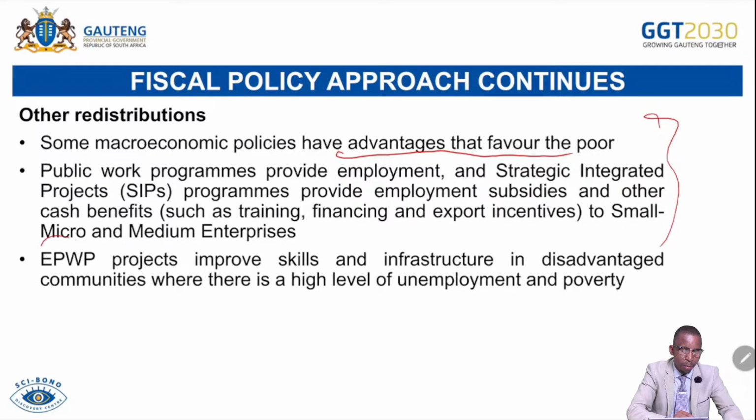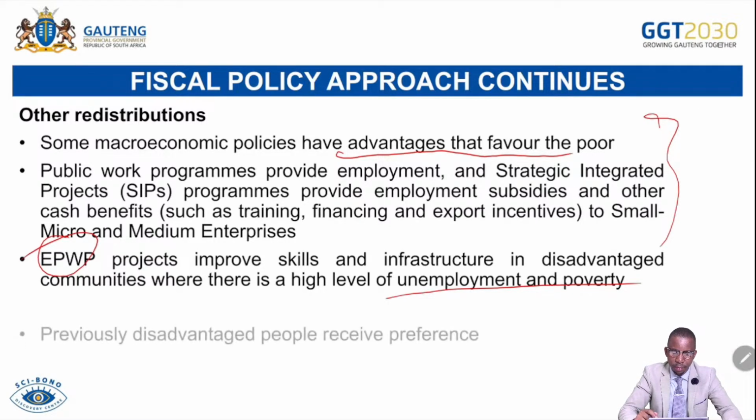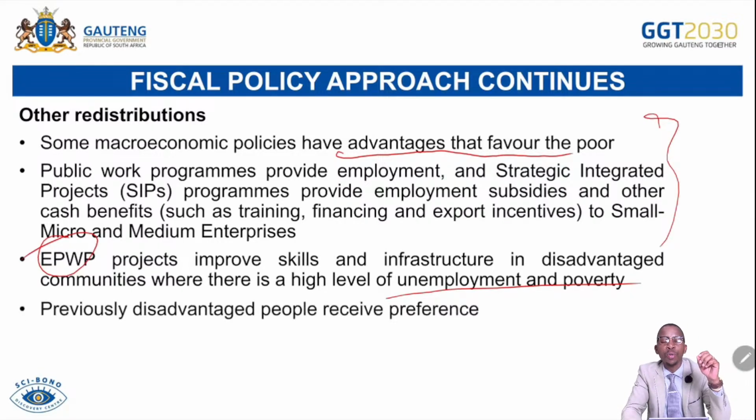EPWP, the Expanded Public Works Program. These are projects to improve skills and infrastructure in disadvantaged areas or communities where there is a high level of unemployment and poverty. I think you are familiar with them. Those people employed there improve existing infrastructure in society. It also results in an increase in job creation because it is labor intensive. It also allows people to earn skills that can be used in the future when their contracts have lapsed. Previously disadvantaged people are the preference.